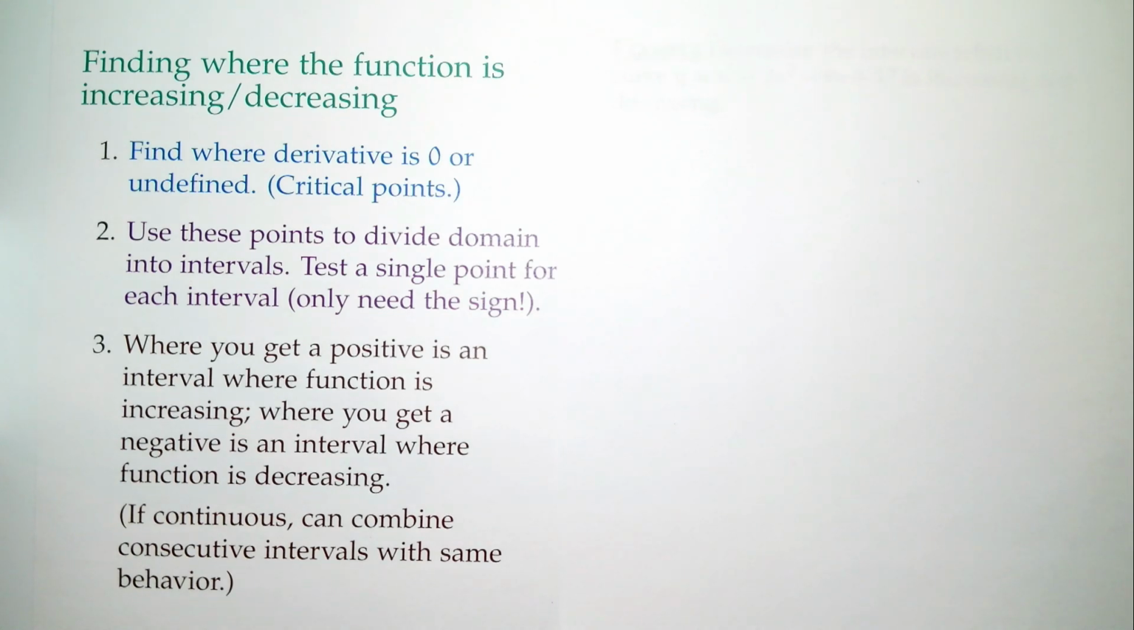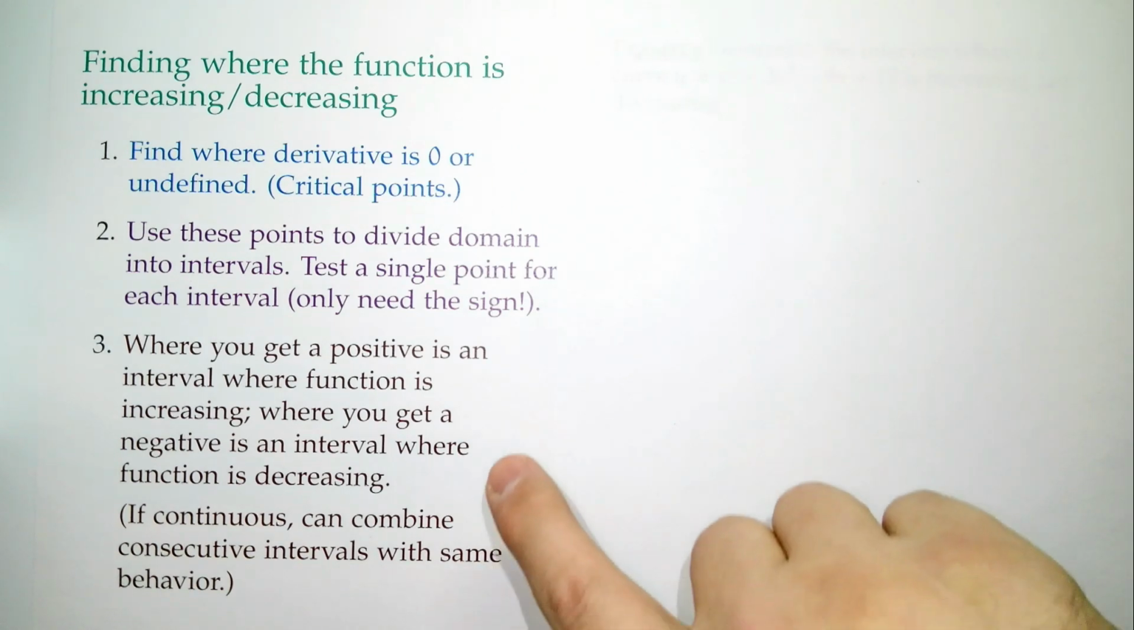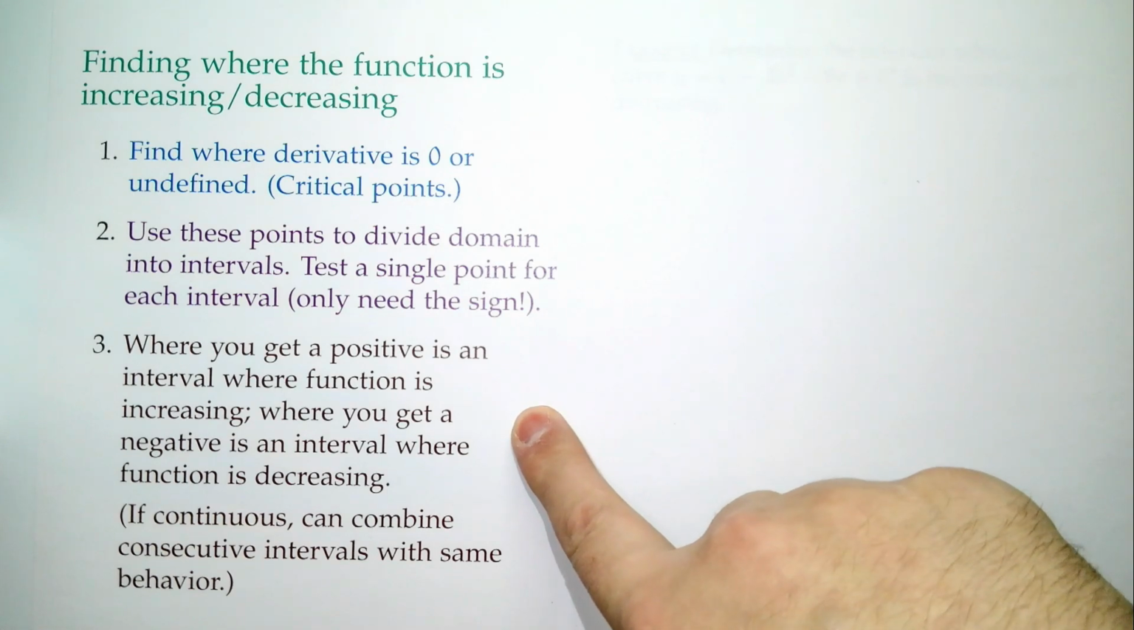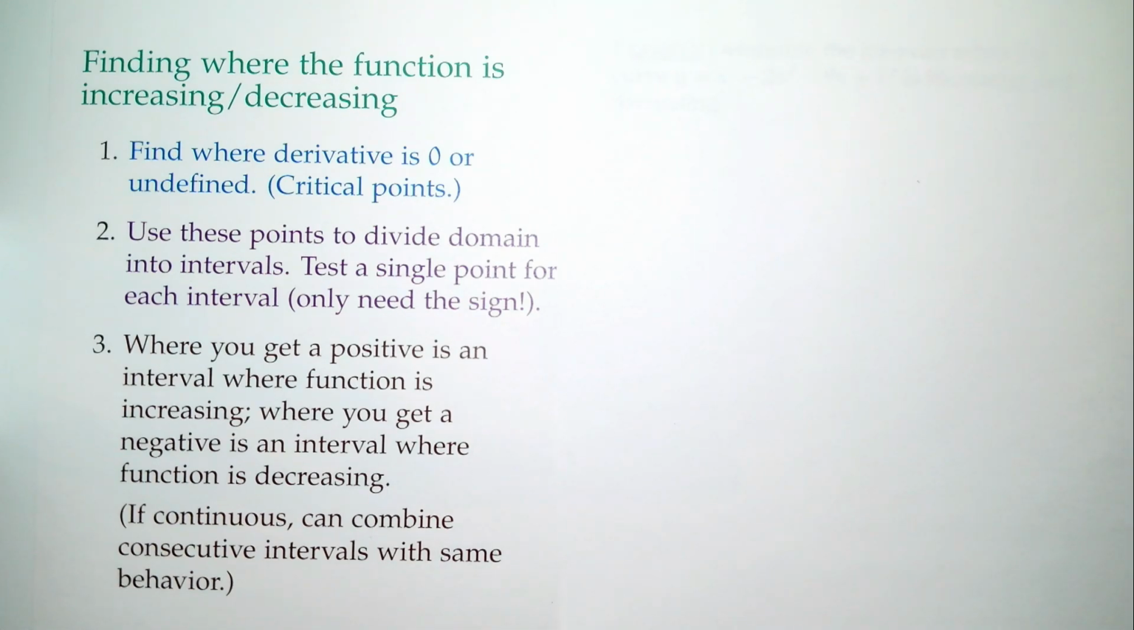And when we talk about testing a point, we're literally saying, put it into the derivative. We don't care about the number. We care about the sign of the number. Is it positive or is it negative? Because that will tell us increasing or decreasing. And that's what we do in the last step. When we get a positive, we're increasing. Negative, we're decreasing.